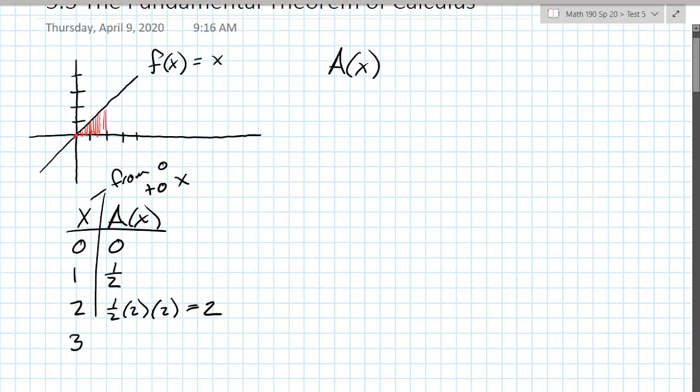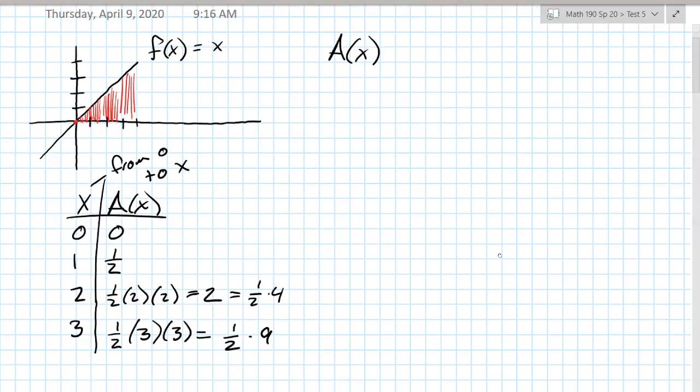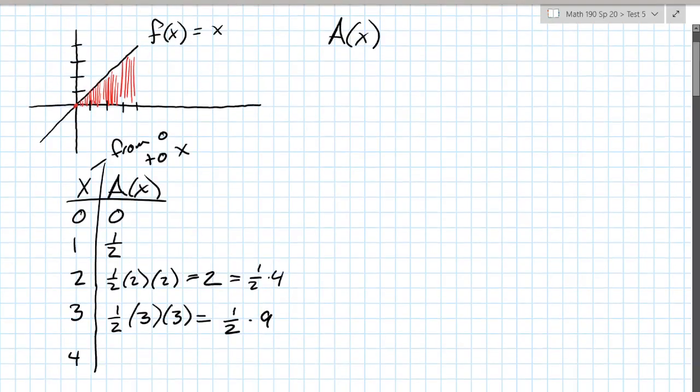If we move up to 3, now we are up to there, so we have 1/2 base times height, which is 1/2 times 9. Next one, if I move up to 4, what is our area from 0 to 4? Well, it's going to be 1/2 base times height, or 1/2 times 16.